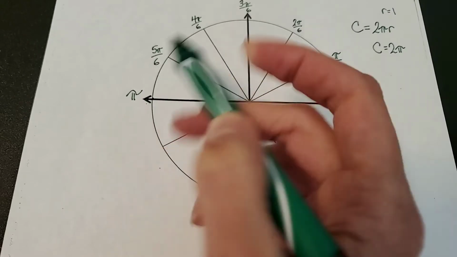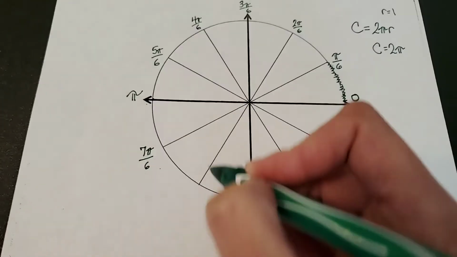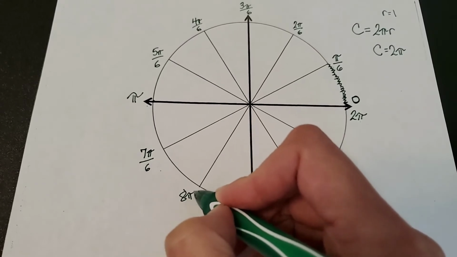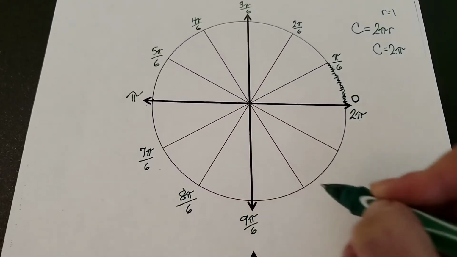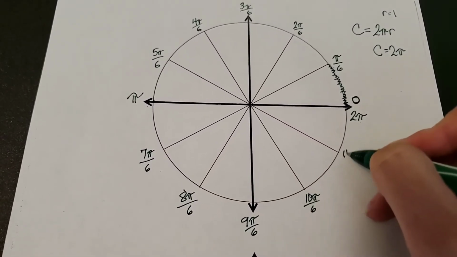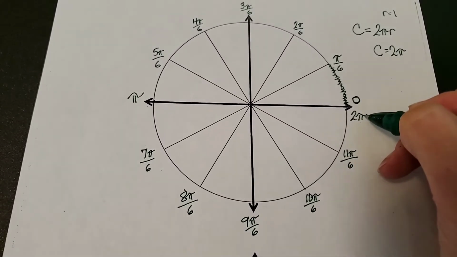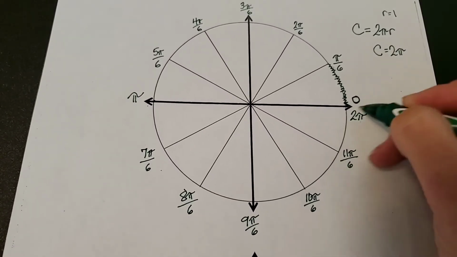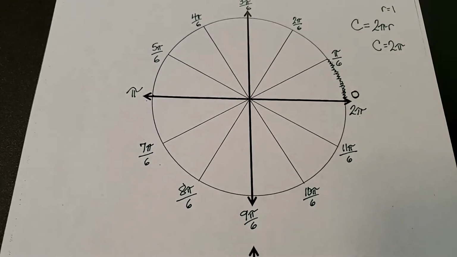So 6 pi over 6, keep counting. 7 pi over 6. 8 pi over 6. 9 pi over 6. 10 pi over 6, 11 pi over 6, and 12 pi over 6. Well, 12 divided by 6 is 2, so we're back to 2 pi. And those are most of our radian measures, all of those at the 30, 60, 90 degree markings.